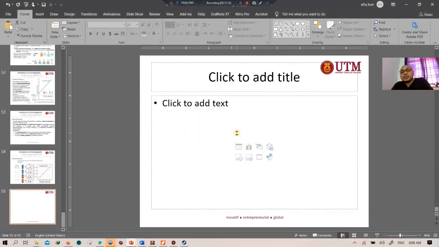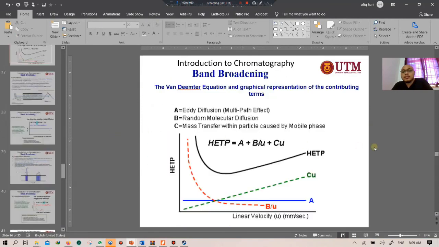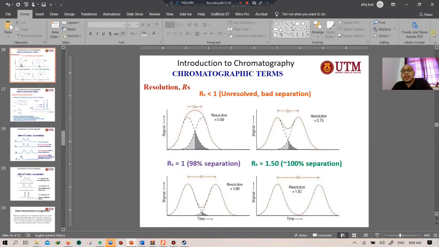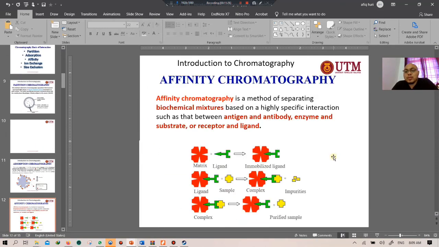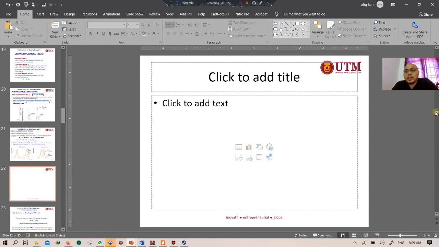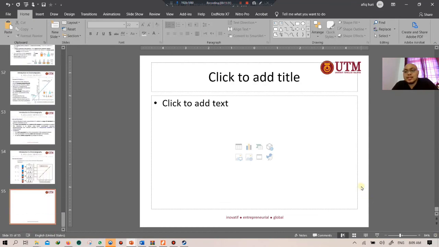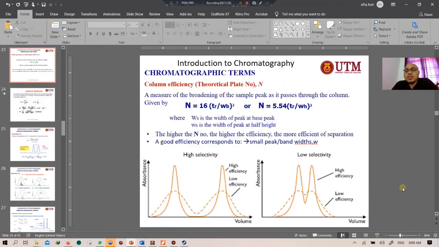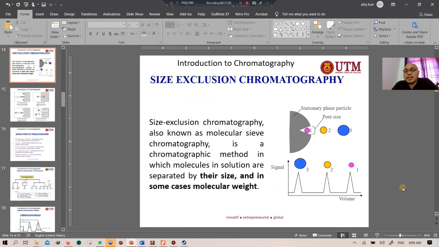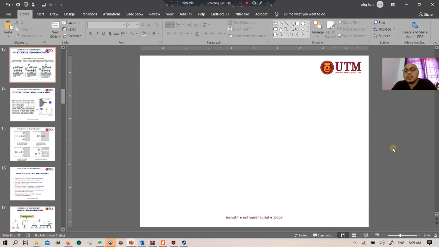Okay, so I think that's it for the first part, the introduction to chromatography. The next part we will look into liquid chromatography, including TLC, paper chromatography, and also HPLC. Until that time, if you have any question, you can ask in the WhatsApp group, so we can share the information with everybody else.